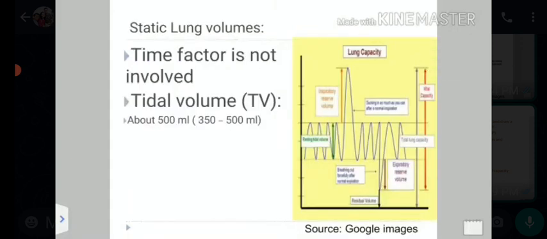Starting with static lung volumes and capacities. First one is tidal volume. It is the volume of air inspired or expired with each breath during normal quiet breathing. It is approximately 500 ml in normal adult male. It decreases due to loss of contraction of respiratory muscles, respiratory muscle weakness, depression of respiratory centers, and it increases during muscle exercise.